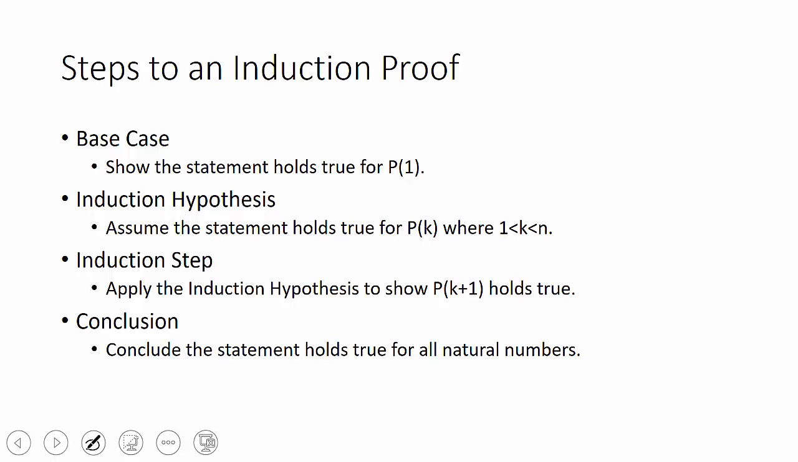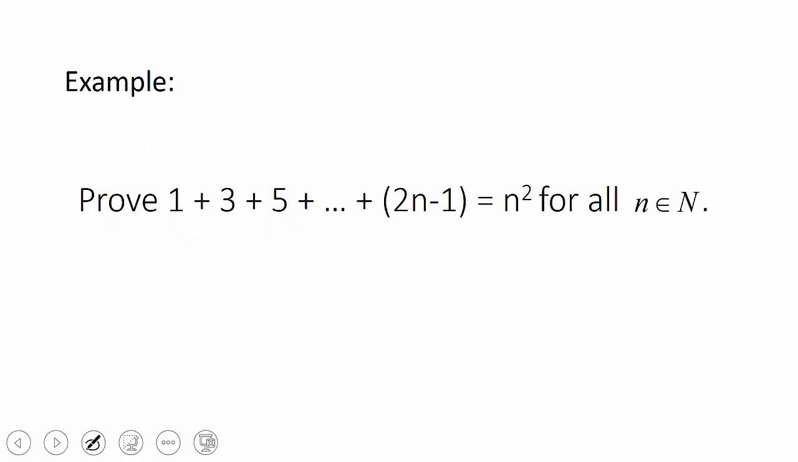All right, on to our example. We are going to prove that the series 1 plus 3 plus 5 plus all the way up to the nth term of that sequence, which would be 2n minus 1, is going to equal n squared for all natural numbers. That's what n is an element of the natural numbers means.